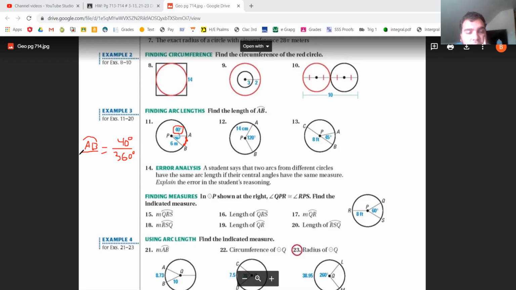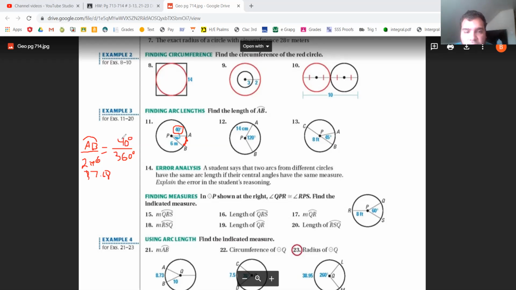Arc AB. But the bottom piece, we could find how big the whole circle is by using our circumference formula, which is 2 times pi times 6. The reason I used 2 times pi times 6 is because I was given the radius. In number 18, it looks like they give us the diameter, so we'll do it a little differently in that situation. But now we're going to do some math. So down here is 37.68. And I know some people might ask this, can you simplify this first?